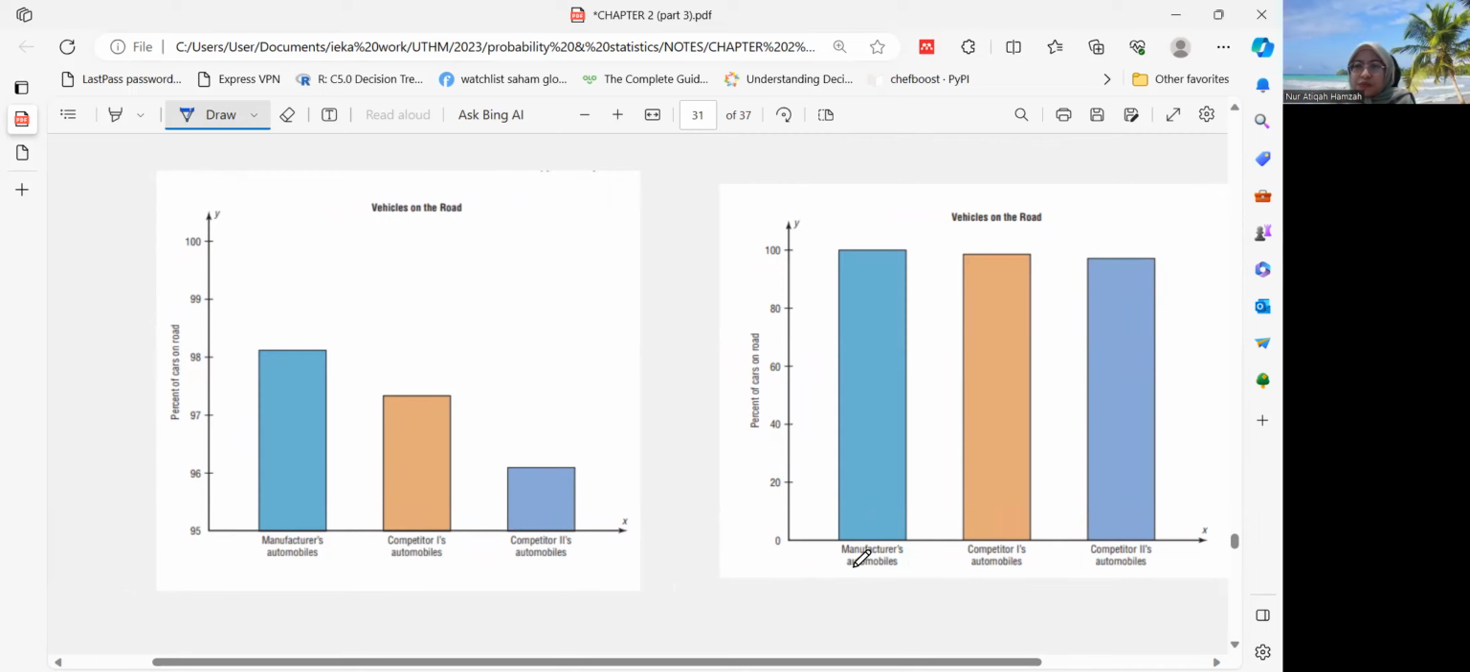Tetapi, okay, untuk graf yang di bahagian kanan ni, skala dia sebenarnya lebih bagus. Sebab dia bermula daripada sifar, 0, 20, 40. Okay, setiap 1 cm, contohlah 1 cm mewakili 20 bilangan dia. Okay, dan bila dia kat sini sebenarnya perbezaan tak ketara pun.